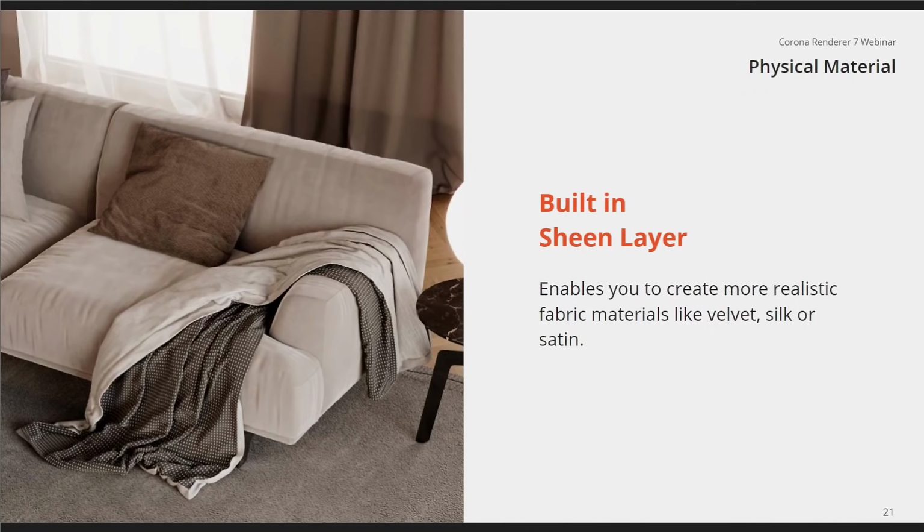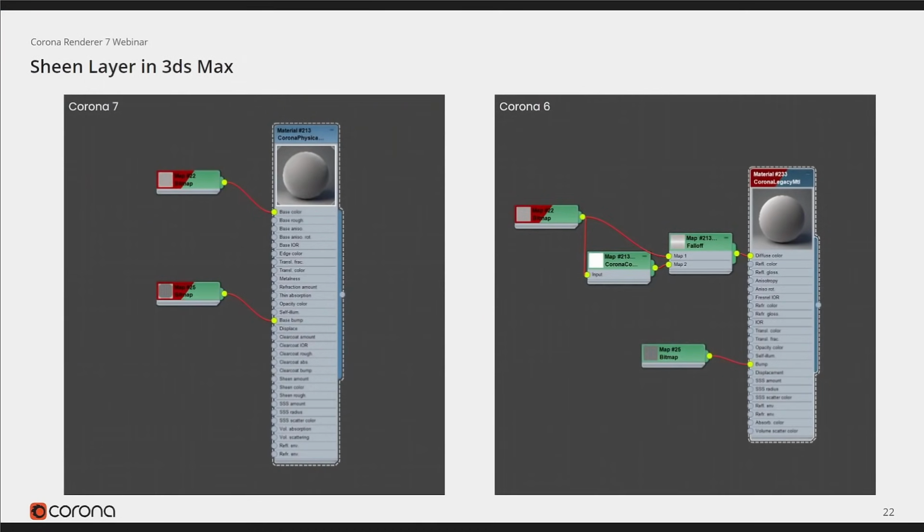Right, then we also have the built-in Sheen Layer, which enables you to create more realistic fabric materials, such as velvets, silks, or satins, or whatever the case may be. It adds that nice highlighty effect that happens when you look at a fabric at grazing angles, right? And this is all now possible to be created from right inside the single physical material.